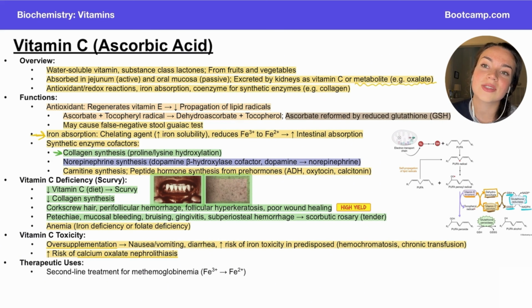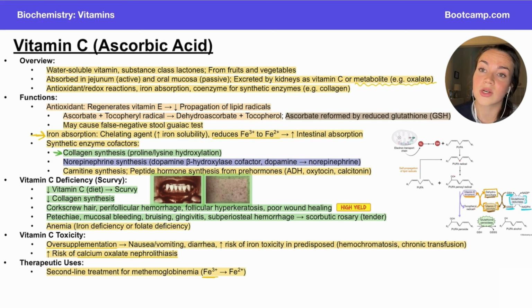Finally, therapeutic uses of vitamin C, other than that it's a good part of any balanced diet, is it is a second-line treatment for methemoglobinemia. Remember, methemoglobinemia is a condition where the iron in hemoglobin is in the 3+ form, and that's not as good at binding oxygen. Remember, vitamin C can reduce the ferric to the ferrous form of iron. And so it's a reasonable treatment for methemoglobinemia.